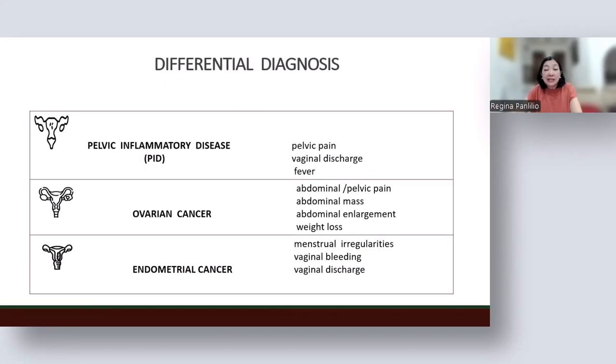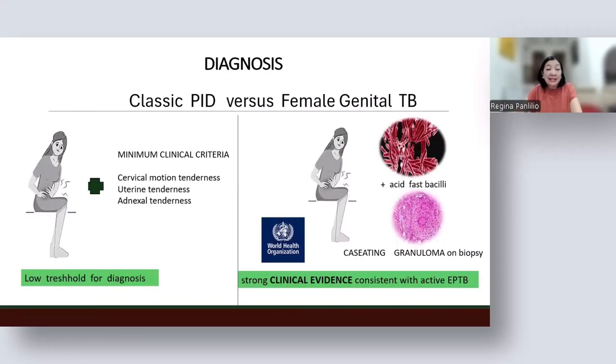Due to the similarity of clinical presentation and even sonographic features, genital TB usually mimics other entities like ovarian cancer and endometrial cancer. So a high index of suspicion is always very important. With classic PID, a low threshold for diagnosis is the rule, while for genital TB, strong clinical evidence consistent with active extrapulmonary tuberculosis may already warrant empiric treatment.